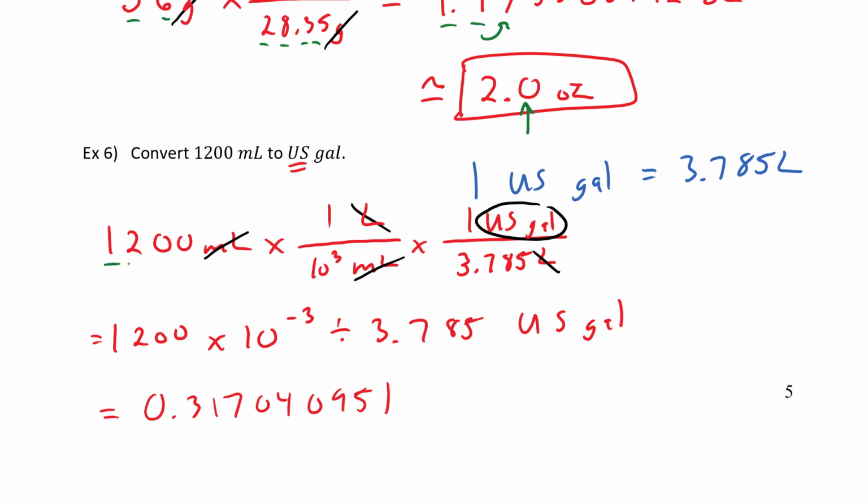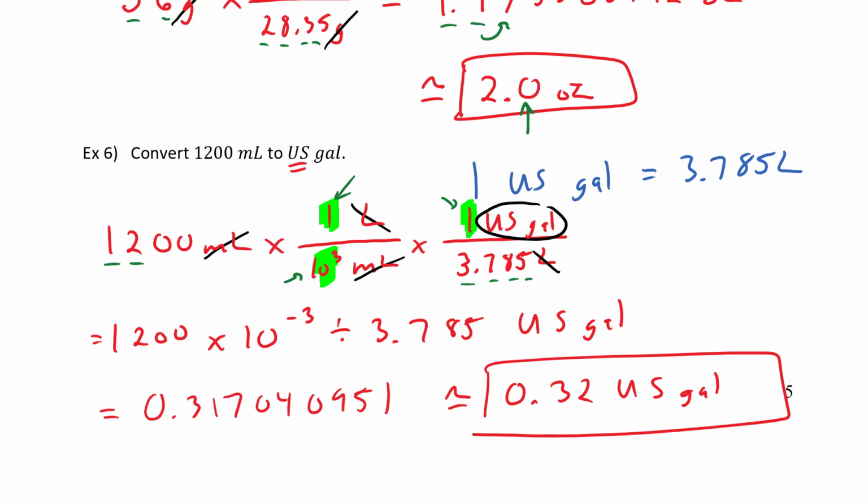Significant digits now. I have 2, and exact numbers, exact numbers, exact numbers, 4. So notice these are all exact numbers. As a result, I'm going to round this off to 2 significant digits. 0.32 US gallons.